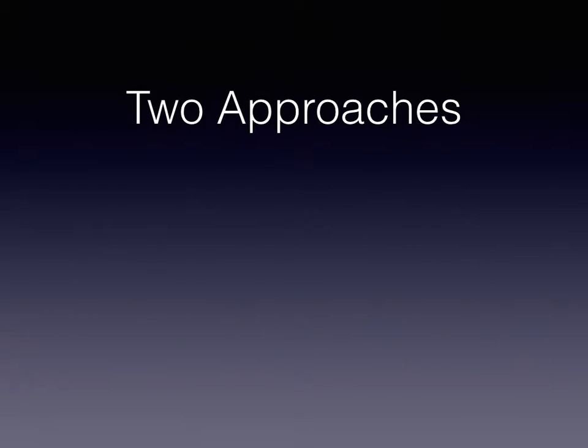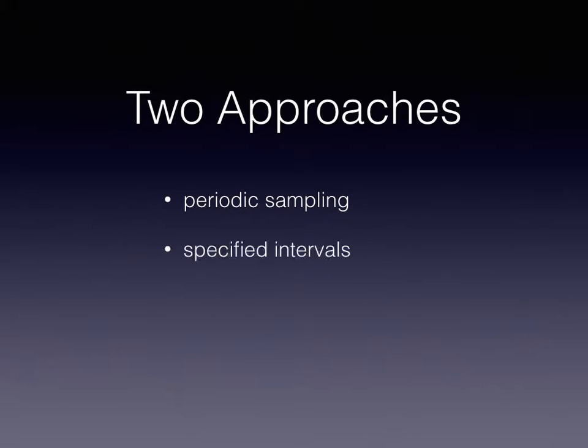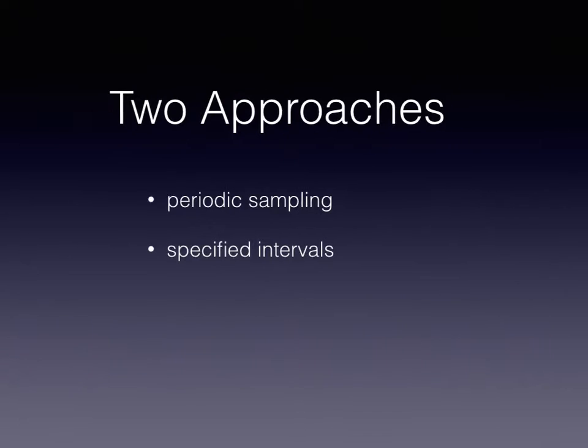Now there are two approaches to the use of CoreMotion. There's periodic sampling, in other words polling. The application goes and gets data when it's required. The other is to set an interval, so data is reported on a periodic basis.